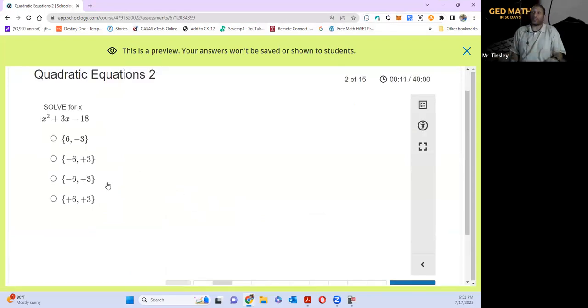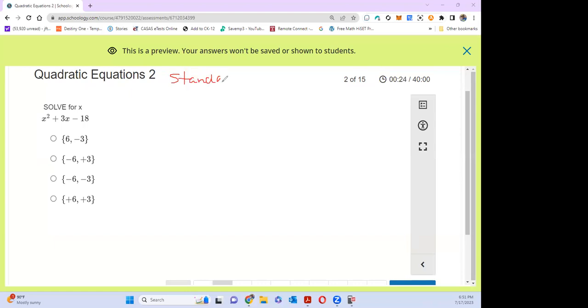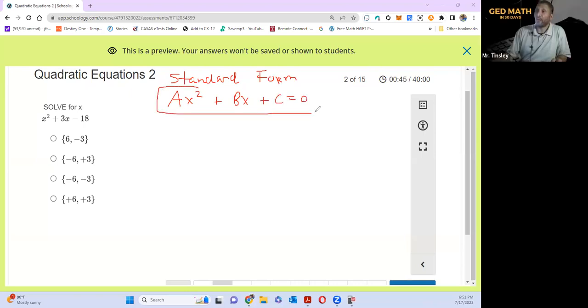Solve for x squared plus 3x minus 18. Right? So, somebody tell me, what is the standard form of a quadratic equation? The standard form of a quadratic equation. I know it's ax squared plus bx plus c equals 0, something like that. I forgot. I'm sorry. Okay, so now, those are the type of questions you should ask yourself.